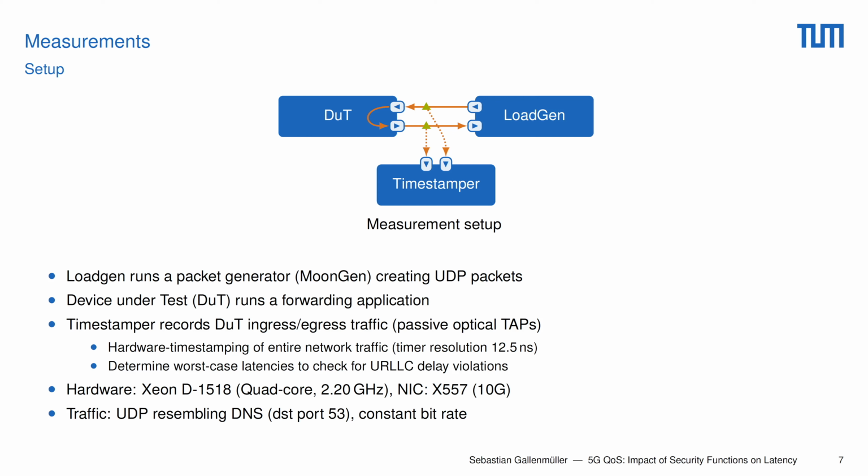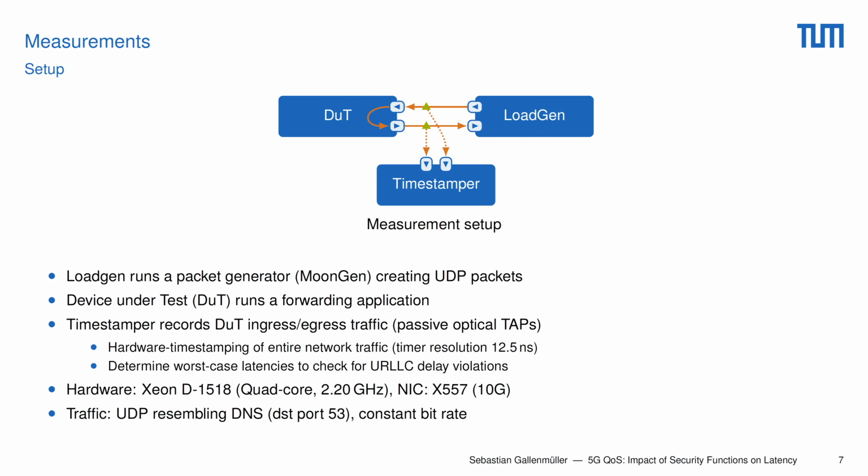So we have a load generator which creates our load and then again receives our load back from the device under test. The device under test is used to host our forwarding application, and then we included a third host called the timestamper, which uses passive optical taps to observe the packets running from the load generator to the device under test and back to the load generator. We use this timestamping facility to create hardware timestamps and to avoid any influence of the timestamping process on the actual traffic. For hardware, we use C&D processors, quad cores, 2.2 GHz, and we use Intel X557 NICs.